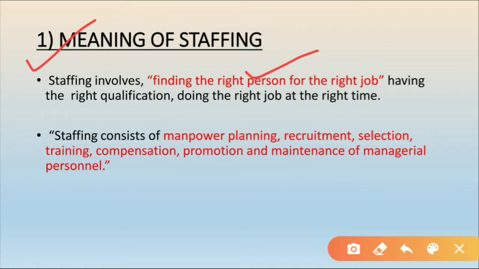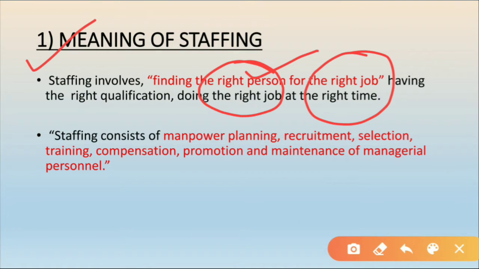Finding the right person for the right job means the manager has to find the right person for the right job. It means that according to the requirement of the job, the persons are selected. The manager checks the skills, talents and qualification of the person and matches them with the job position. According to the requirement of the job, the manager selects the persons on the basis of skills and qualification. So that is why it is said, what is staffing? Staffing is finding the right person for the right job. It is very important for the manager to find the right person for the right job.